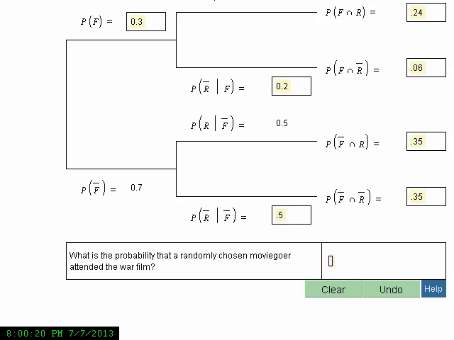So then we'll just check to make sure it adds up. So 35 and 35 is 70, and then 24 and 6 is 30. 30 and 70 is 1. So it adds up to 1.